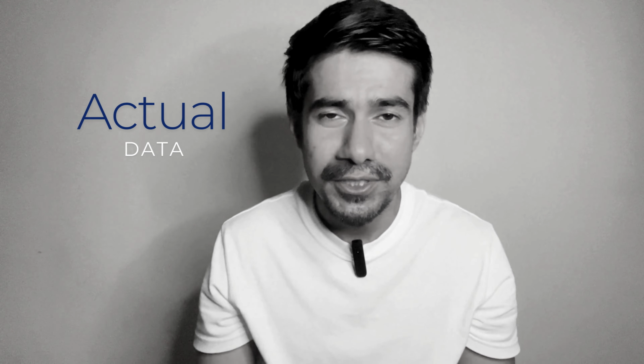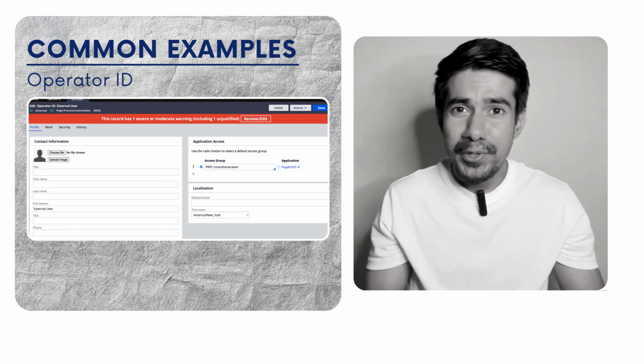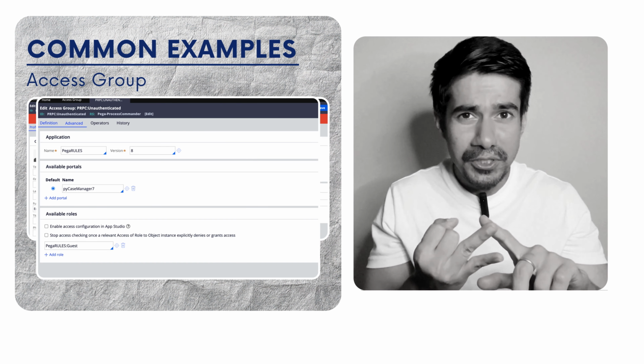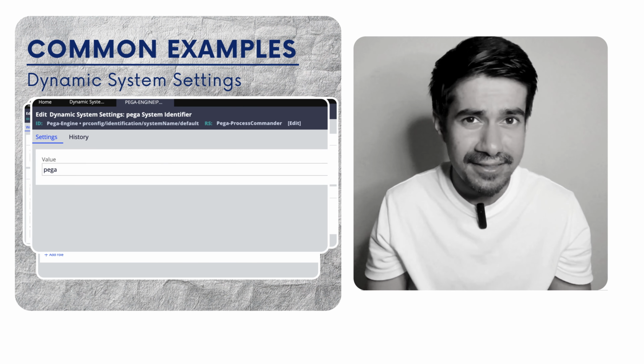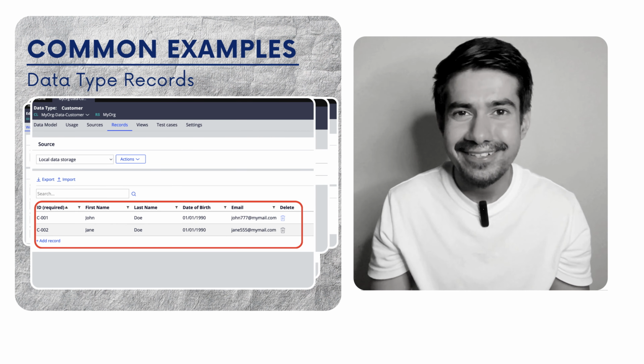Data instances, on the other hand, define the actual data being used in your application. Some examples are operator IDs, access groups, work queues, work groups, dynamic system settings, and data type records.